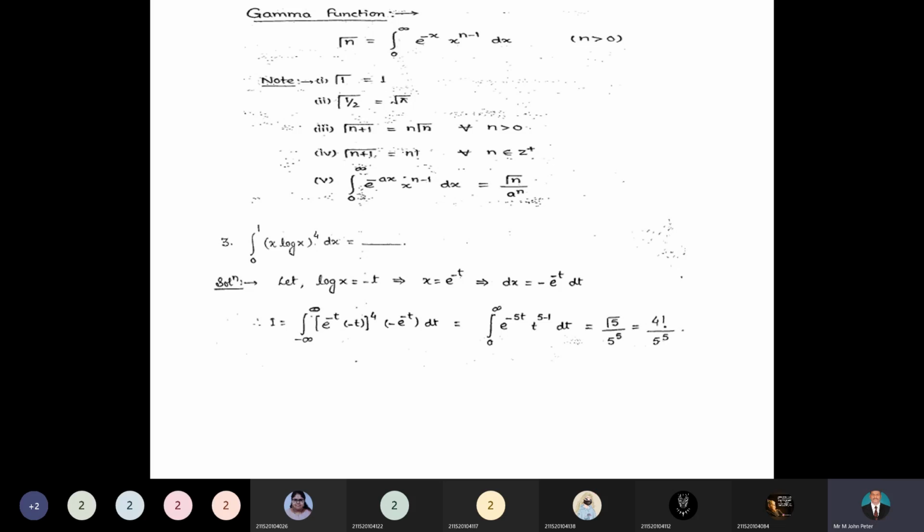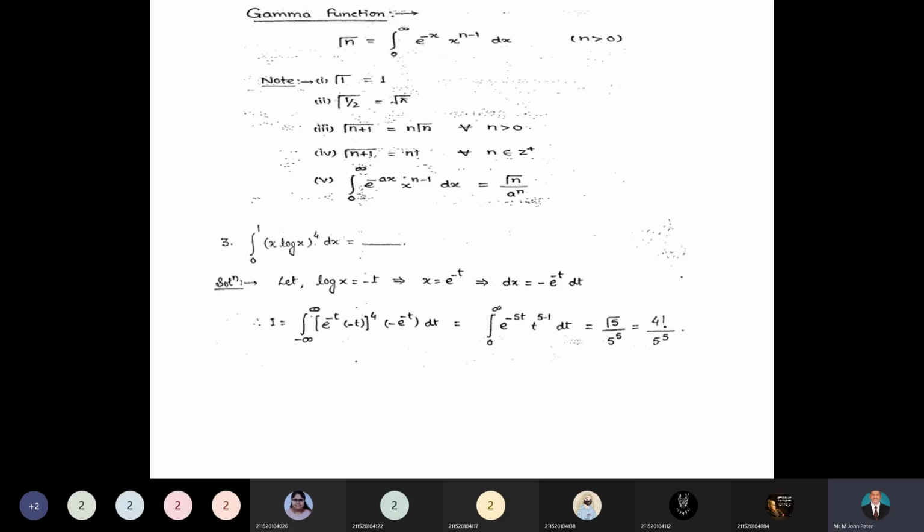First assumption: let log x equal to minus t. Here apply exponential on both sides. So e power log x equal to e power minus t. E power log x equal to x. Keep it in your mind, e power log x equal to x. That's why they have mentioned x equal to e power minus t. Now differentiate, you will get dx, that is the differentiation of e power minus t, as e power minus t into dt, like you can do.